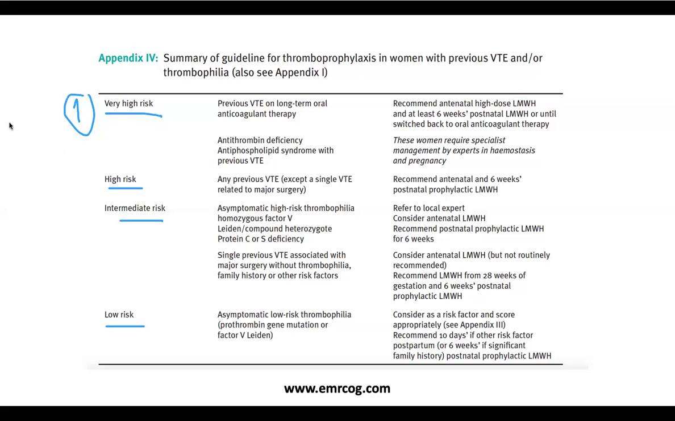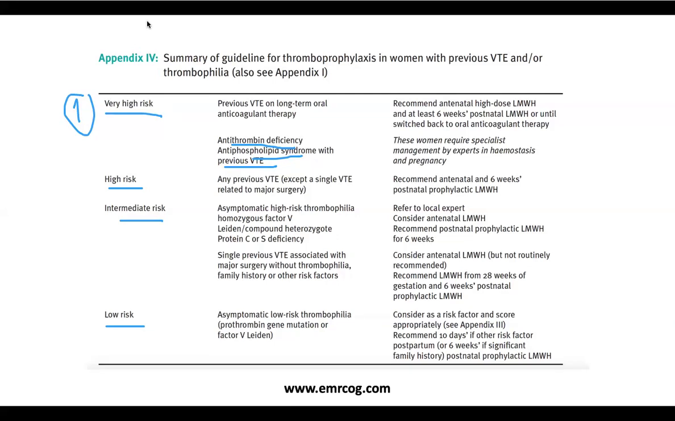Okay, what is the second example in this group? The second example is a woman with antithrombin deficiency or antiphospholipid syndrome with previous VTE. Okay, so the lady now had manifestation of the antiphospholipid syndrome, right? So antiphospholipid syndrome is diagnosed, for example, in a woman with bad obstetric history, like recurrent pregnancy loss or IUFD, who had a workup and they discovered that she had antiphospholipid syndrome. So this is now considered as the high risk, very high risk.